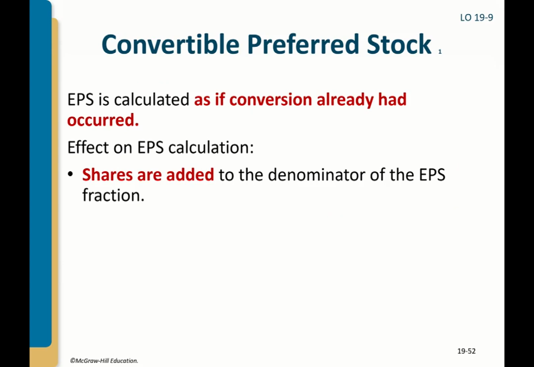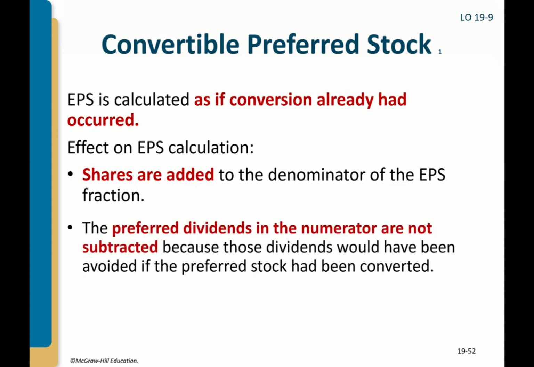Convertible preferred stock. Earnings per share is calculated as if conversion already had occurred. Effect on earnings per share calculation: shares are added to the denominator of the earnings per share fraction. The preferred dividends are not subtracted because those dividends would have been avoided if the preferred stock had been converted. So we need to add back the dividends. Right. Because dividends are not tax deductible, we don't need to worry about the tax rate in the convertible preferred stock calculation.